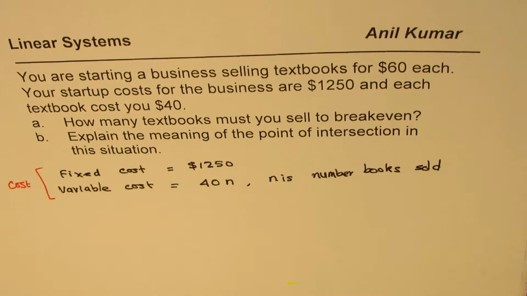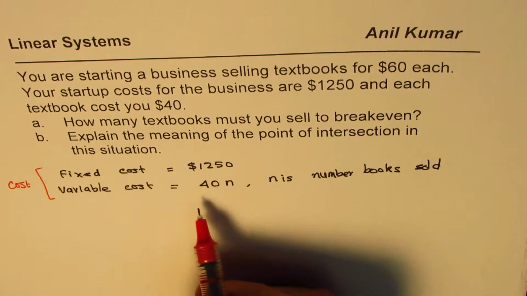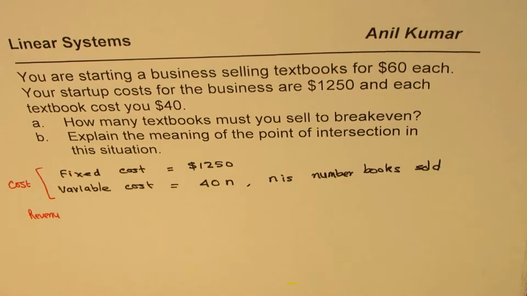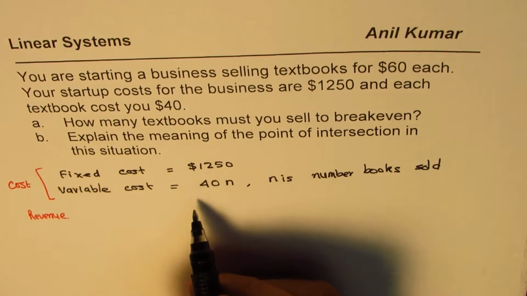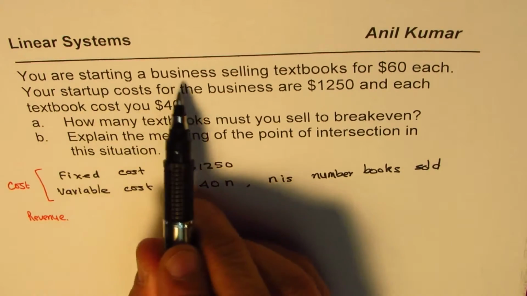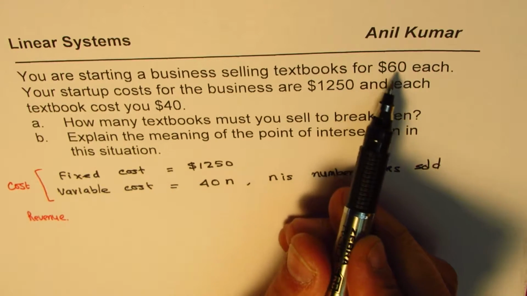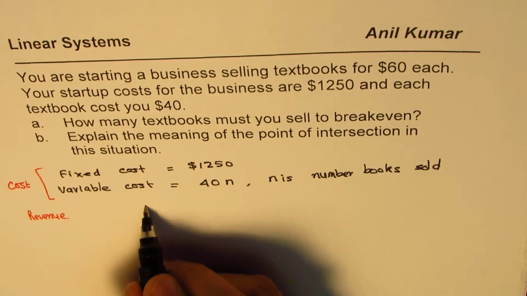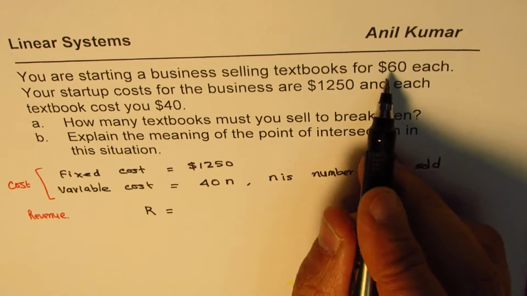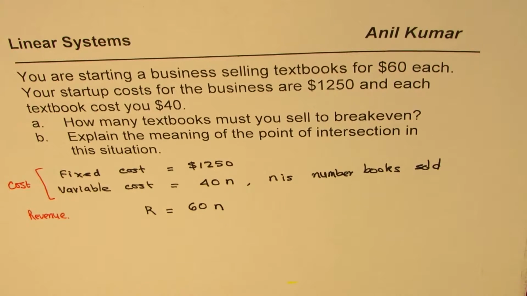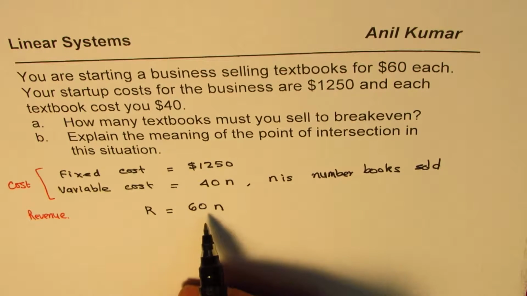Now you can get some profit if you sell and make some revenue, right? So we'll talk about revenue now. Revenue is the amount earned by selling the books, and in this case you are starting a business selling textbooks for $60 each. So the revenue here, R let's say, is equal to 60 times the number of books sold, n. Is it okay? So that is the revenue.